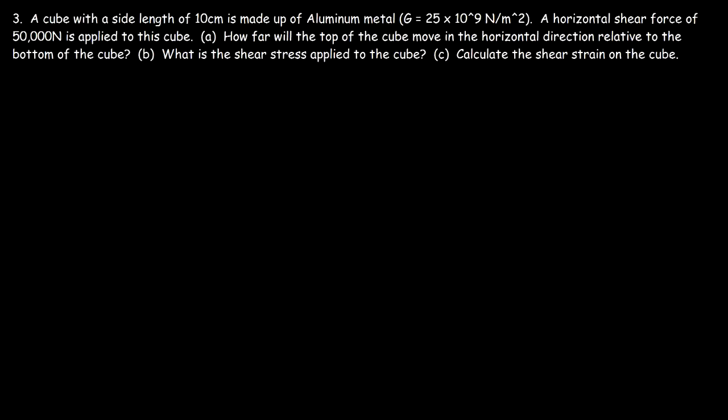Number 3. A cube with a side length of 10 centimeters is made up of aluminum metal, and we're given the shear modulus. A horizontal shear force of 50,000 newtons is applied to this cube. How far will the top of the cube move in the horizontal direction relative to the bottom of the cube? So let's draw a picture.